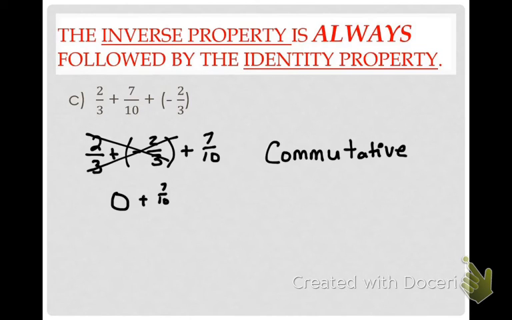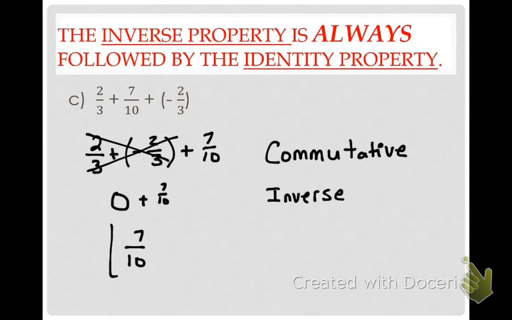Which one of my properties told me that a number and its opposite always equals 0? Inverse property is correct, okay? Once again, you've got to justify the step that you took. Looking at this, 0 plus 7/10. What's my answer? 7/10.